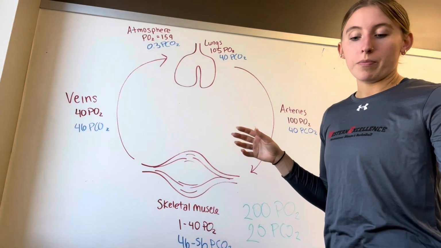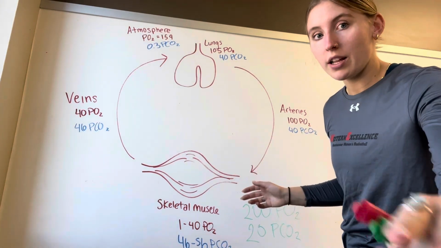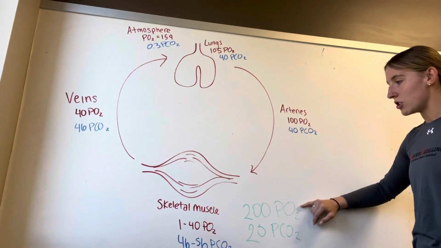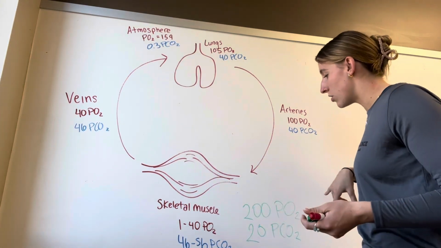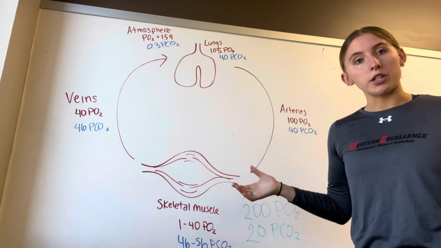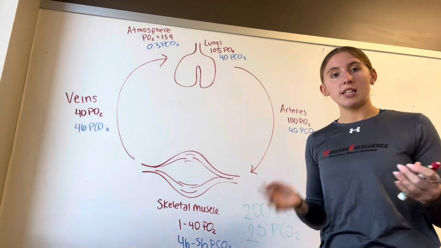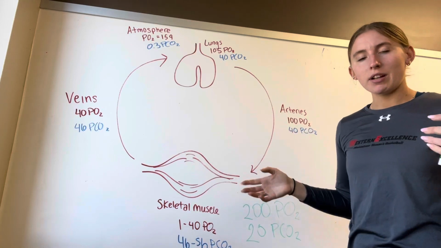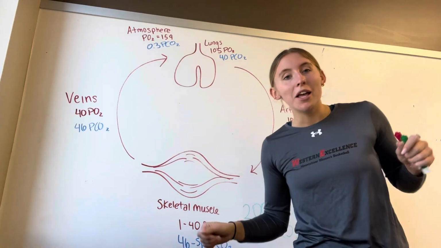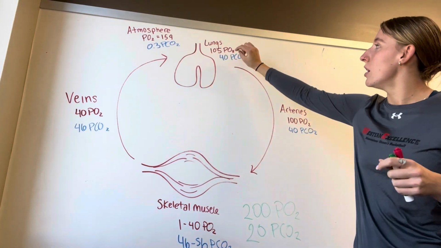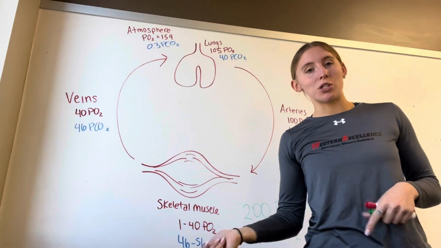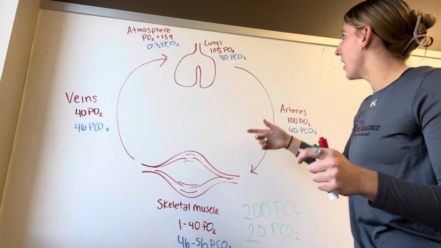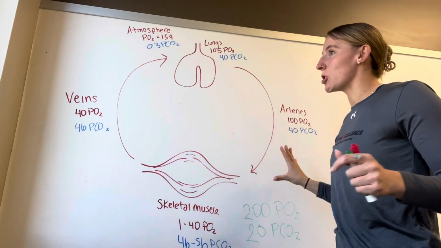So if we took a magic wand and the partial pressure of oxygen was 200, then the difference between the arteries and the skeletal muscle is going to be 100, which is significantly greater than 60. But in order for that to happen, I don't really know how this magic wand is working, but there would have to be a lot more oxygen being consumed here, which means the individual would have to have a much higher VO2.